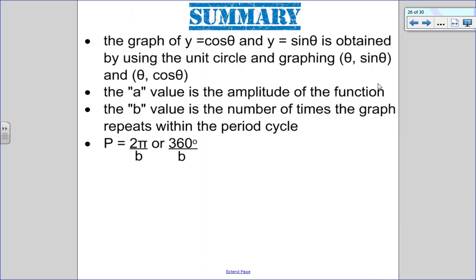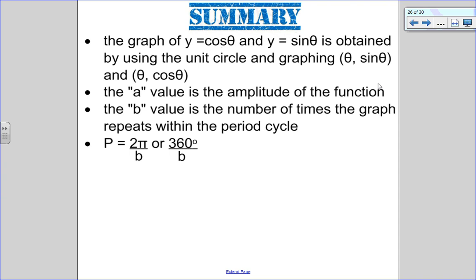So let's look at a summary here. The graphs of cosine and sine are obtained by using the unit circle. I thought that was really important that you guys see where these graphs come from. So graphing the points theta, sine theta and theta, cos theta. A, we've learned, is the vertical stretch, called amplitude in trigonometry.